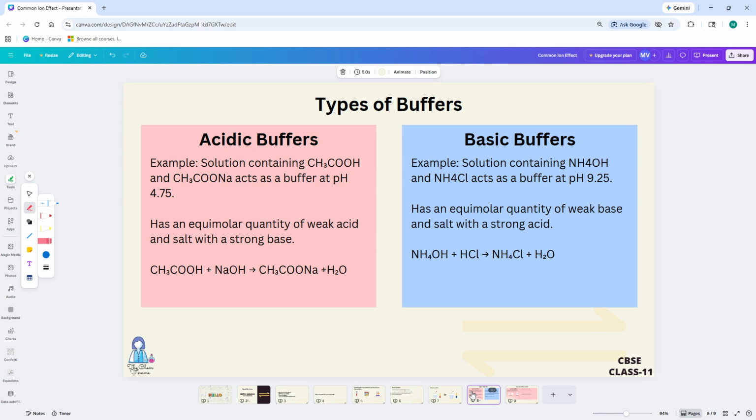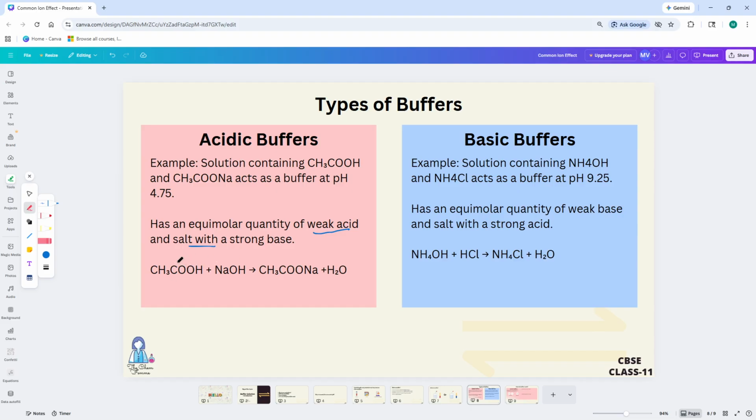So the acidic buffer is going to have, an example over here is acetic acid with sodium acetate. It acts as a buffer at a pH of 4.75. So this buffer is an acidic buffer because the pH is 4.75, less than 7. And this contains an equimolar quantity of a weak acid and a salt with a strong base. So a strong base, so how is it formed?